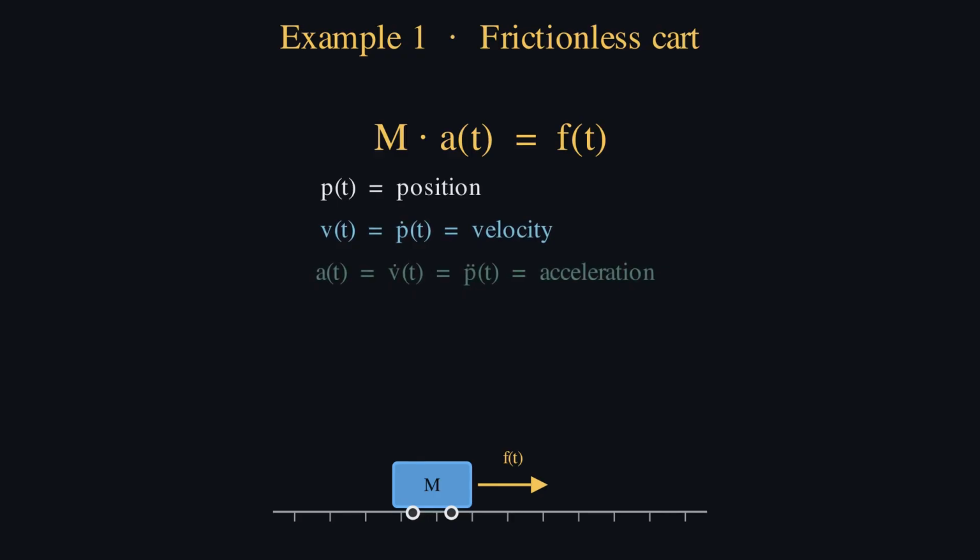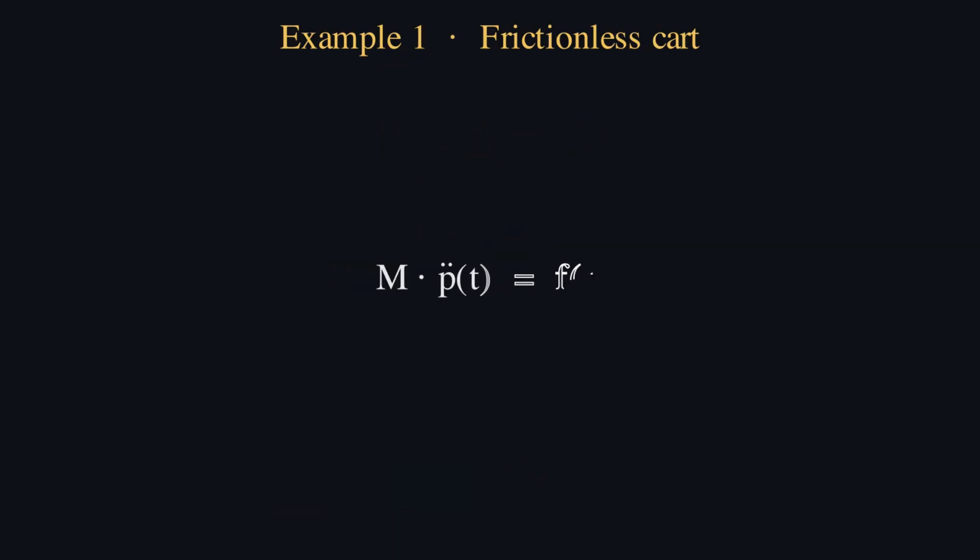The first quantity is the cart's position. The second quantity is its velocity, which is the derivative of the position in time. And then finally we have the acceleration. The acceleration is the derivative of velocity, and thus it's the second order derivative of the cart's position. Finally, substituting these into Newton's law, we get that mass times the second order derivative of position equals the force.